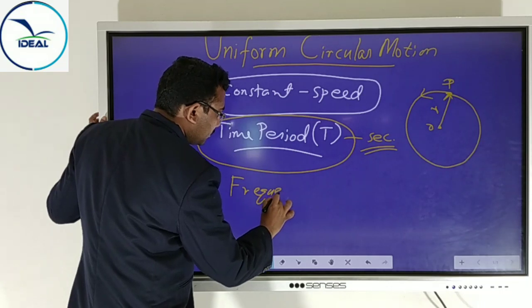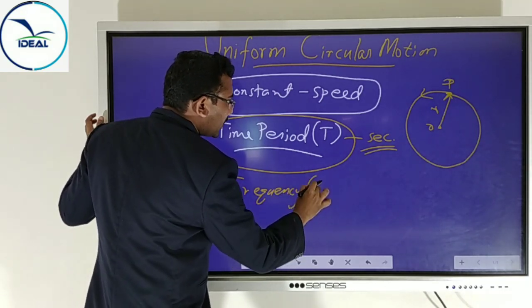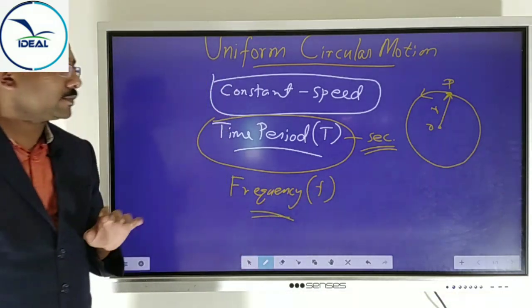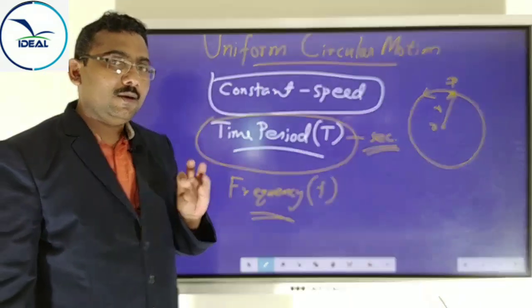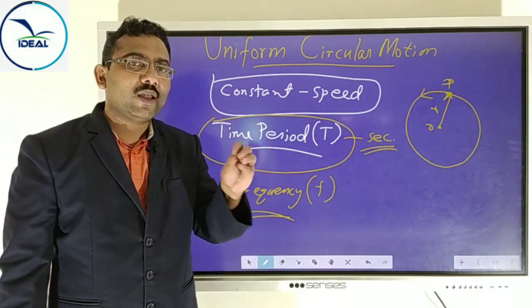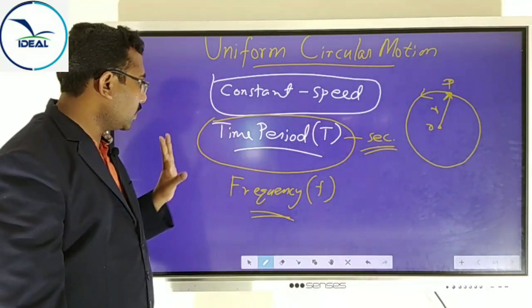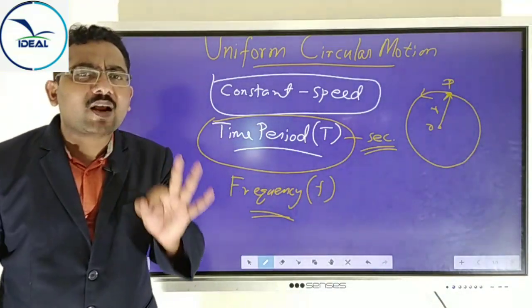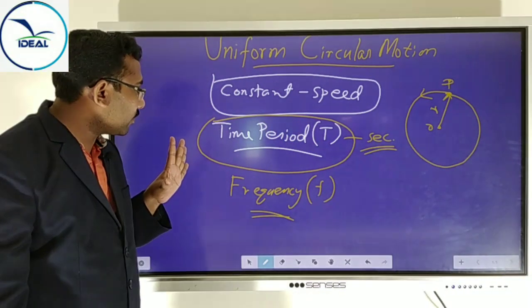Next term, frequency, very important. You heard of frequency? Yes. Frequency we can represent as f or mu. Now we represent it as f. Frequency is the number of times revolved in 1 second. The number of revolutions in 1 second is called frequency of circular motion.